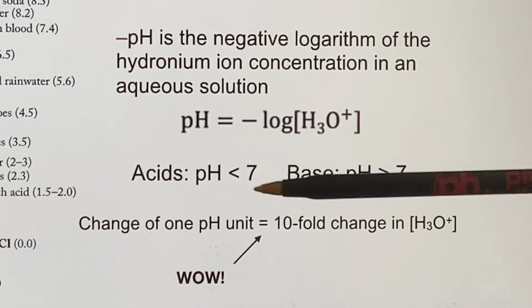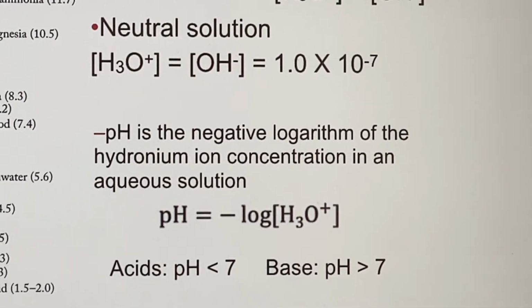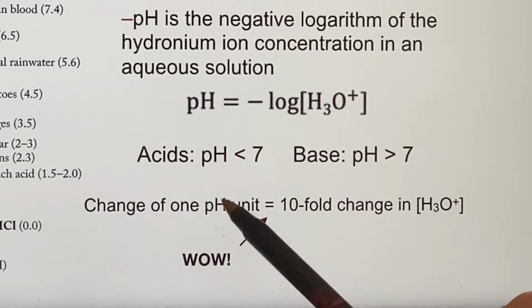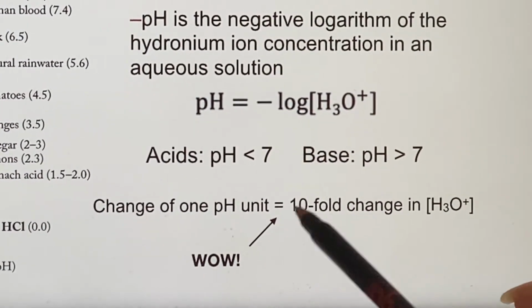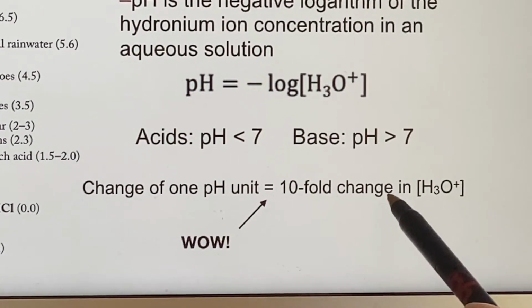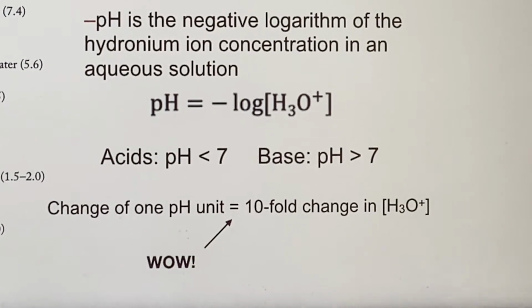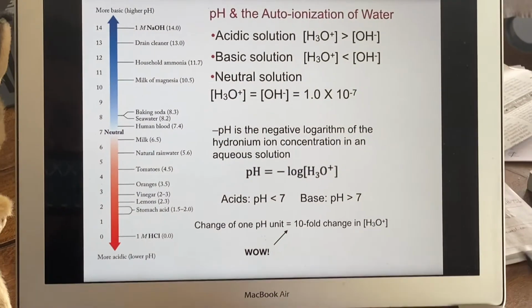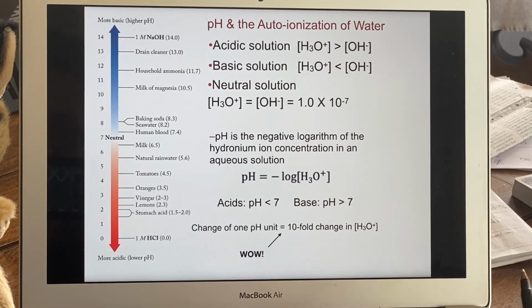Acids will have a pH lower than 7, bases higher. The interesting thing is, because this is a logarithm base 10, when you have a pH unit change by 1, that's 10 times the change in hydronium ion. Exponential. Yes. And you're taking the exponents, because logarithms are exponents. So you're looking at how much the exponent is changing.